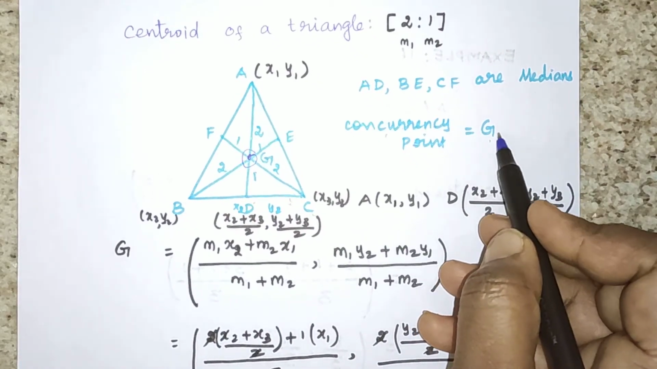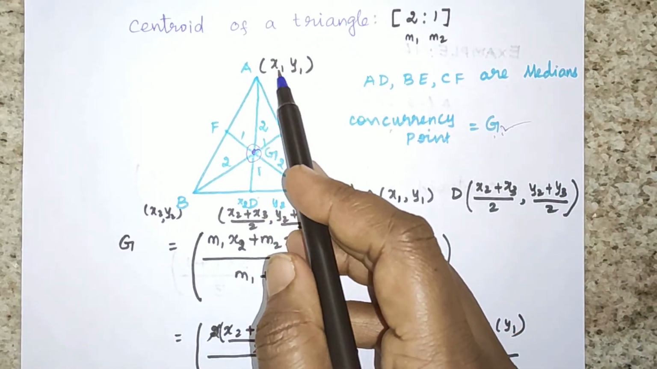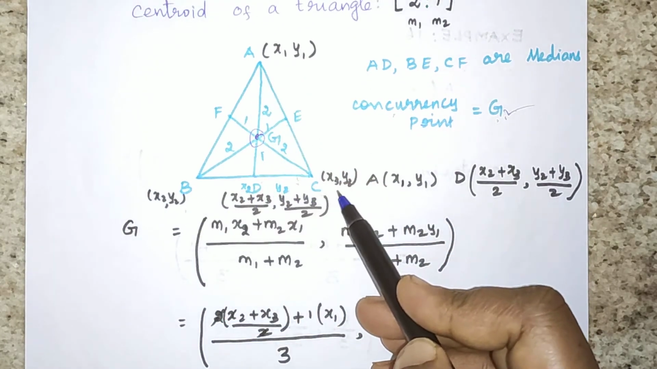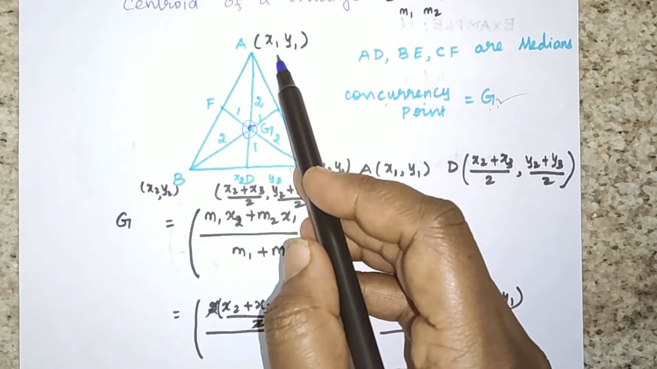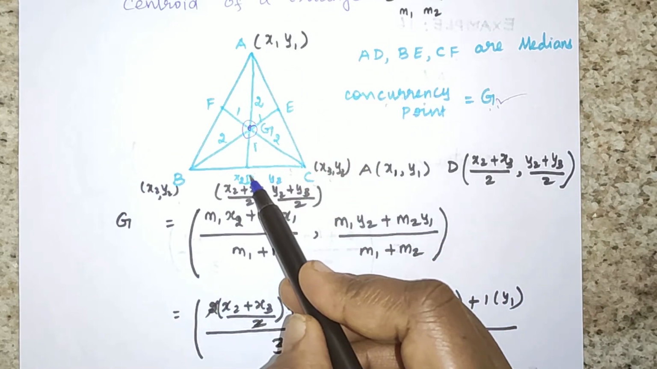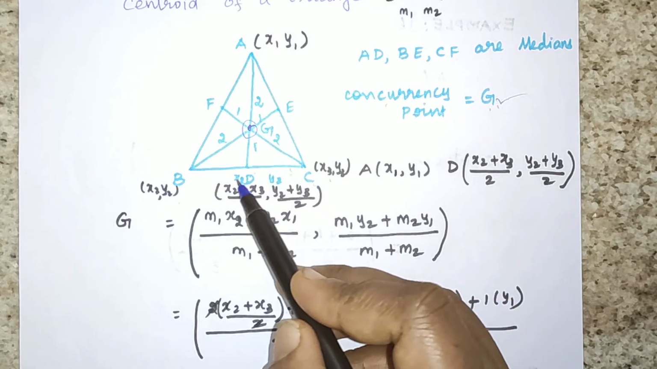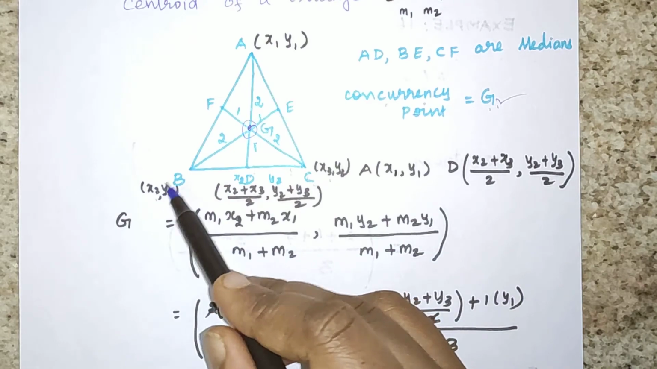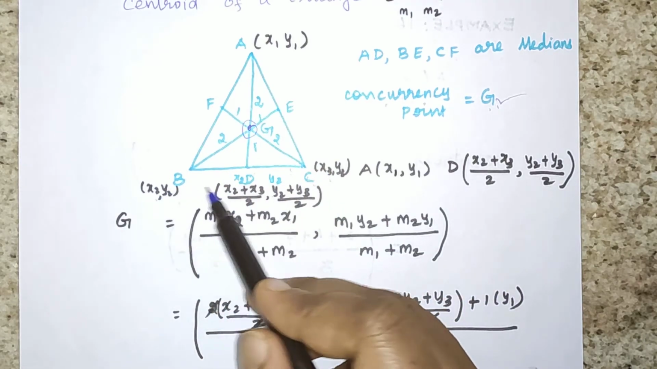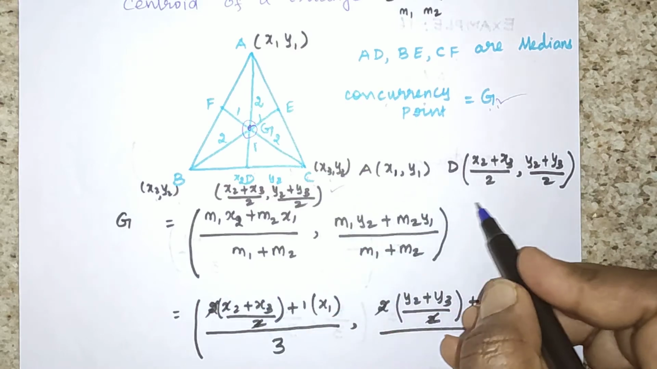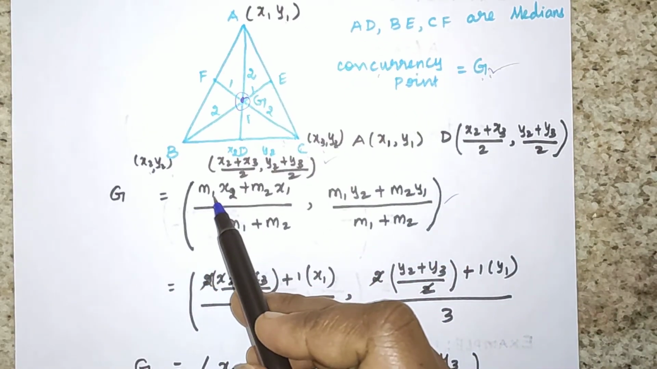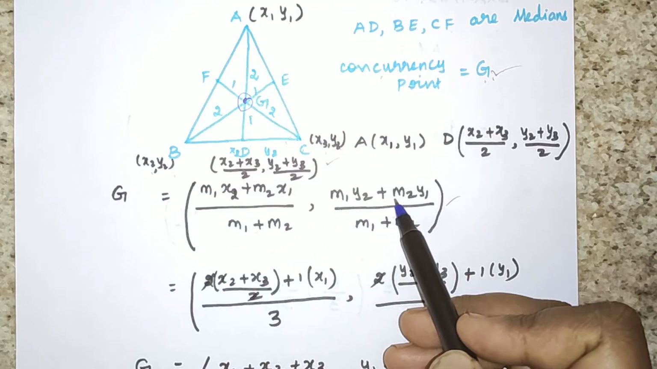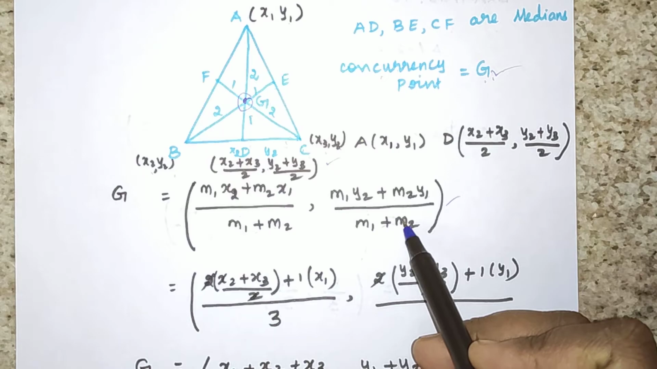Now we derive the centroid formula. We can take the vertices of the triangle as (x1, y1), (x2, y2), (x3, y3). Then A is (x1, y1). What about D? D is the midpoint of BC. By the midpoint formula, you add the x coordinates by 2, then the y coordinates by 2. So here (x2 plus x3) by 2, comma (y2 plus y3) by 2. Then the section formula we know: (m1 x2 plus m2 x1) by (m1 plus m2), comma (m1 y2 plus m2 y1) by (m1 plus m2).